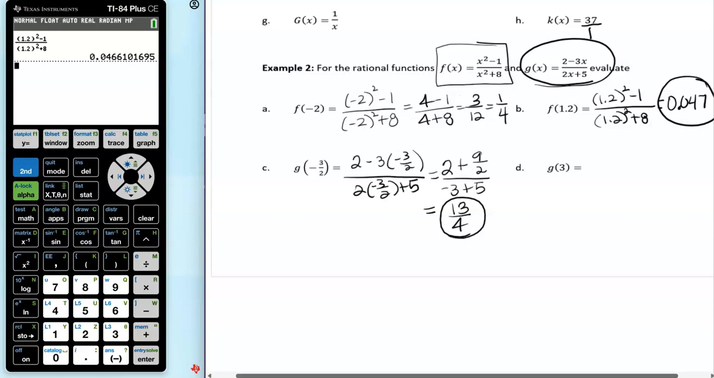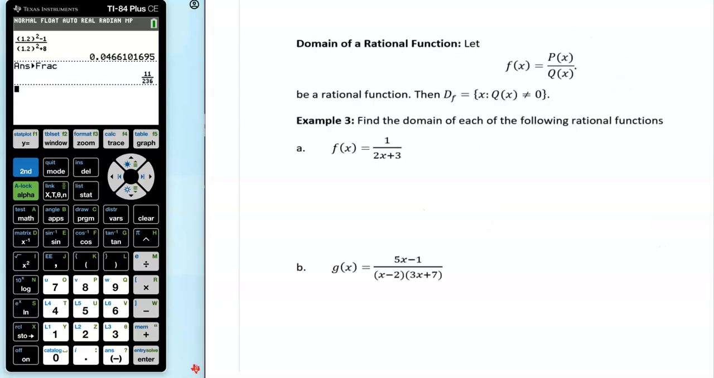G of x, where x equals 3, is 2 minus 3 times 3 over 2 times 3 plus 5, which works out to 2 minus 9 in the numerator and 6 plus 5 in the denominator, which is a negative 7/11. Let's now take a look at the domain of a rational function, which, if you remember, the domain is the allowable x values.